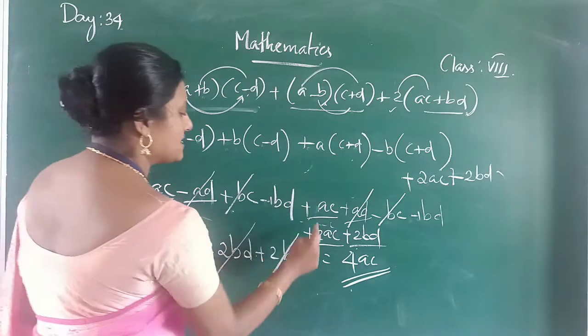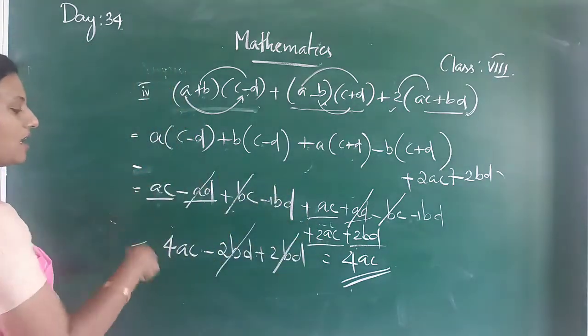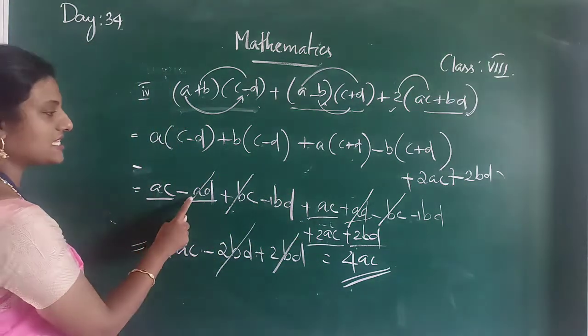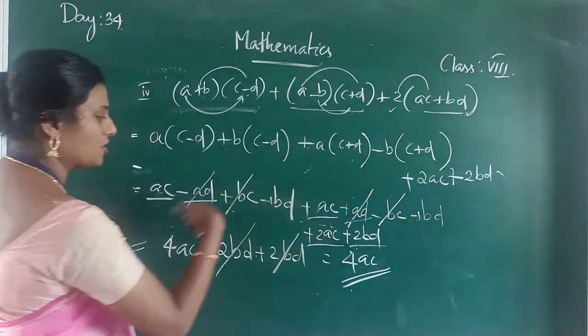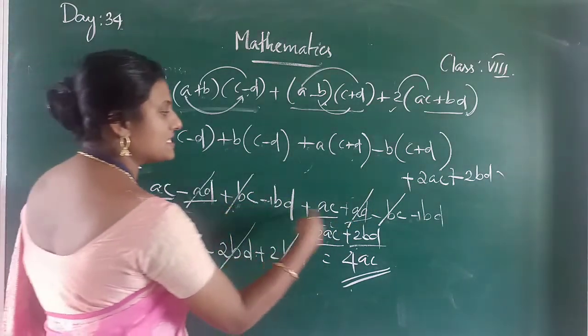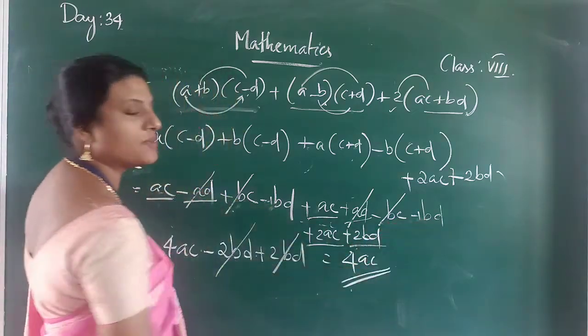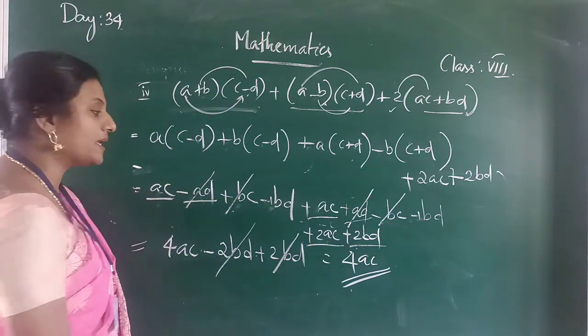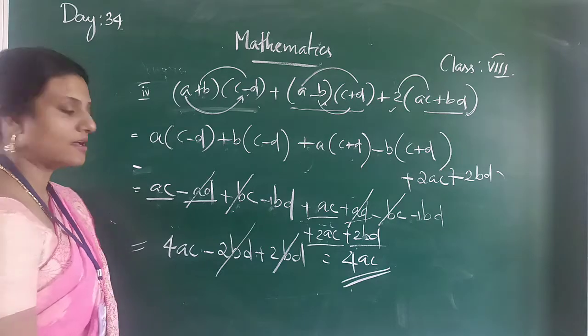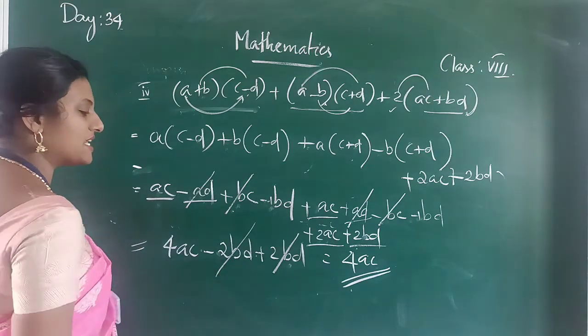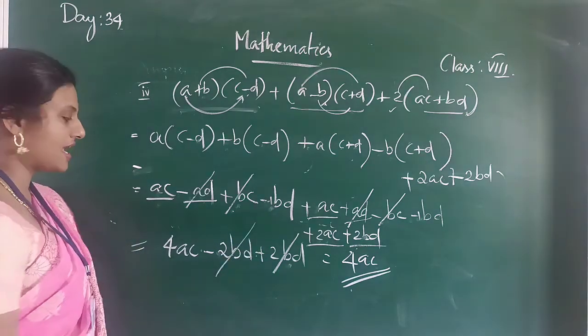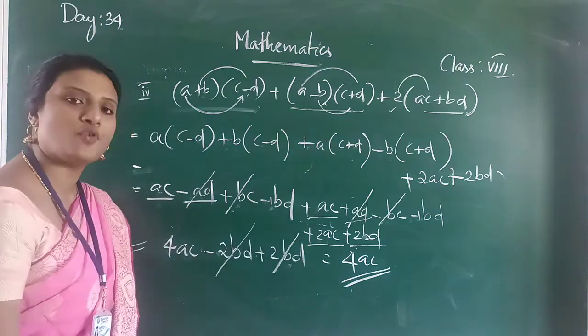AC, AC plus 2AC, total 4AC. Minus AD is there, plus AD is there. You cancel. Plus BC is there, minus BC is there. Cancel. Minus BD is minus 2BD, plus 2BD is there. So minus 2BD plus 2BD, there also you can cancel. So the answer is 4AC.